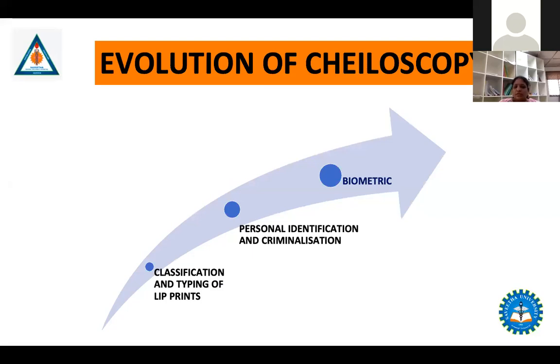So the evolution of cheiloscopy is that initially the researchers were trying to classify and make a first attempt to form a classification so that it can be used for typing of lip prints. After that, the research started evolving in personal identification and criminalization, how these lip print markings can be proved to be unique and can be utilized for identifying the deceased person or a person who is trying to hide their identity. And now in the 20th and 21st century, we are trying to use lip prints as a biometric device, just like how fingerprints have been used in many biometric applications. So similarly, as forensic odontologists, we need to bring in the importance of lip print as a biometric device.